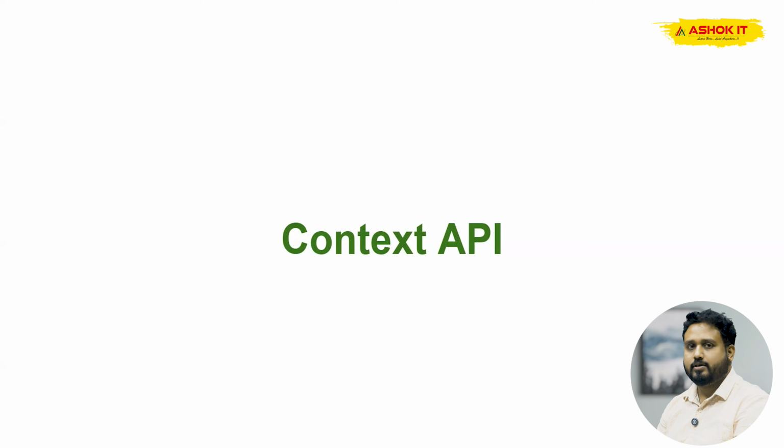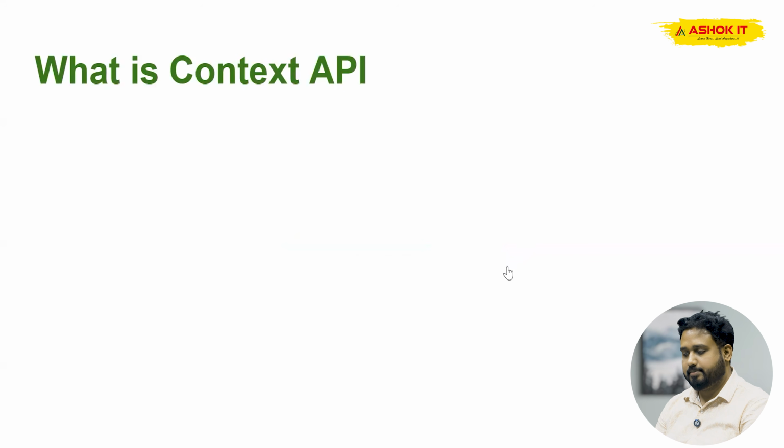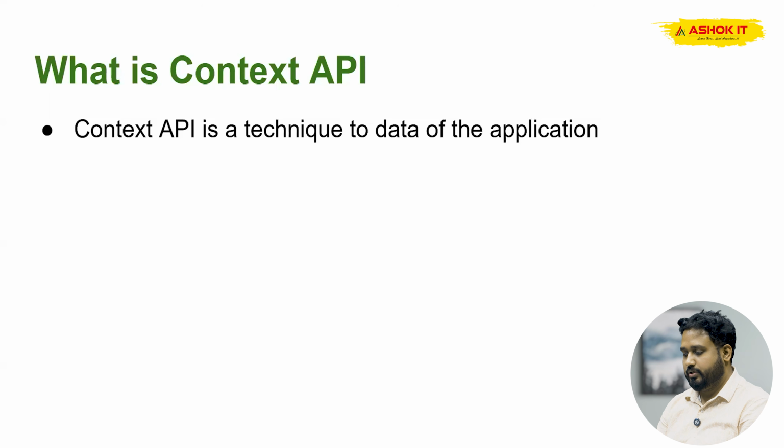Let's understand a context API concept. So what is context API? A context API is a technique to share the data of the application.